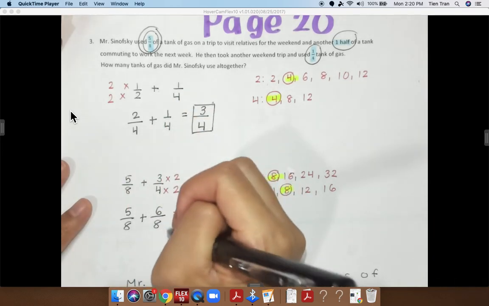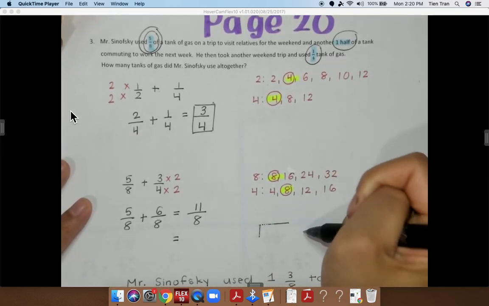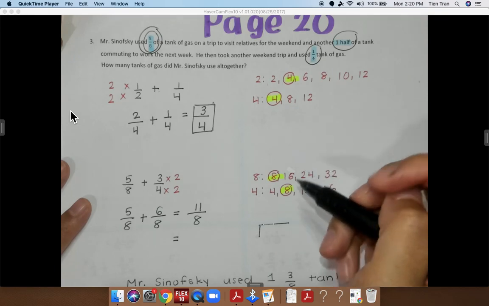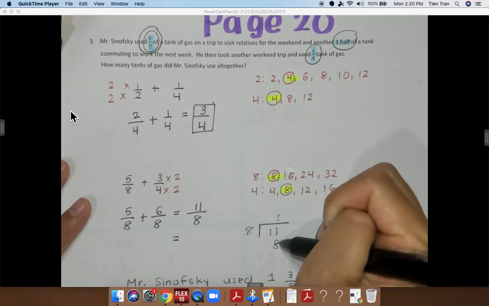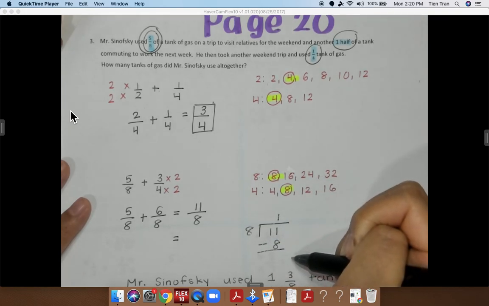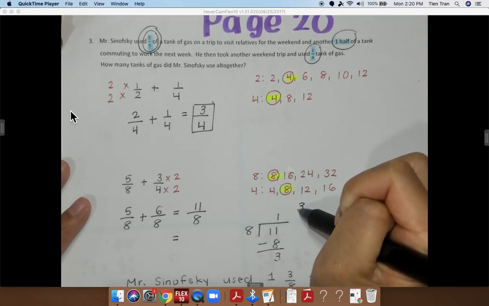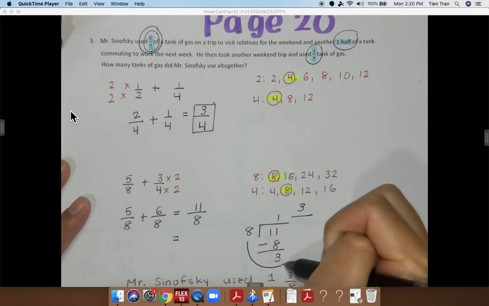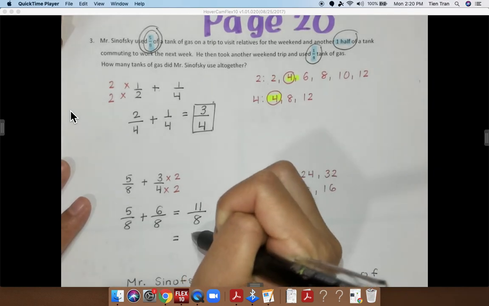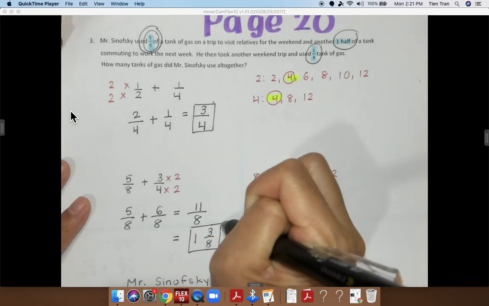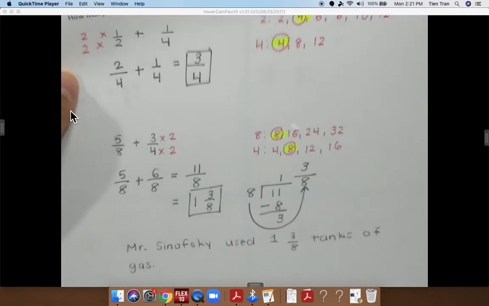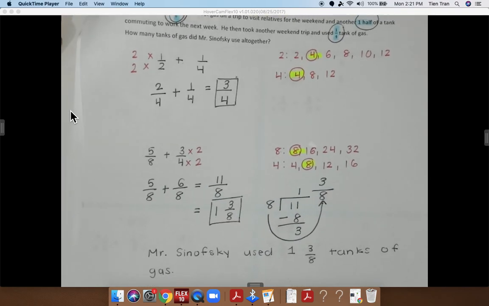If I were to change this into a mixed number, I would divide 11 divided by 8. 8 can go into 11 one time. 11 minus 8 is equal to 3. So bring my 3 right here, and my denominator is going to be 8. So I get 1 and 3/8 as my final answer. Okay, so Mr. Sinofsky used 1 and 3/8 tanks of gas.